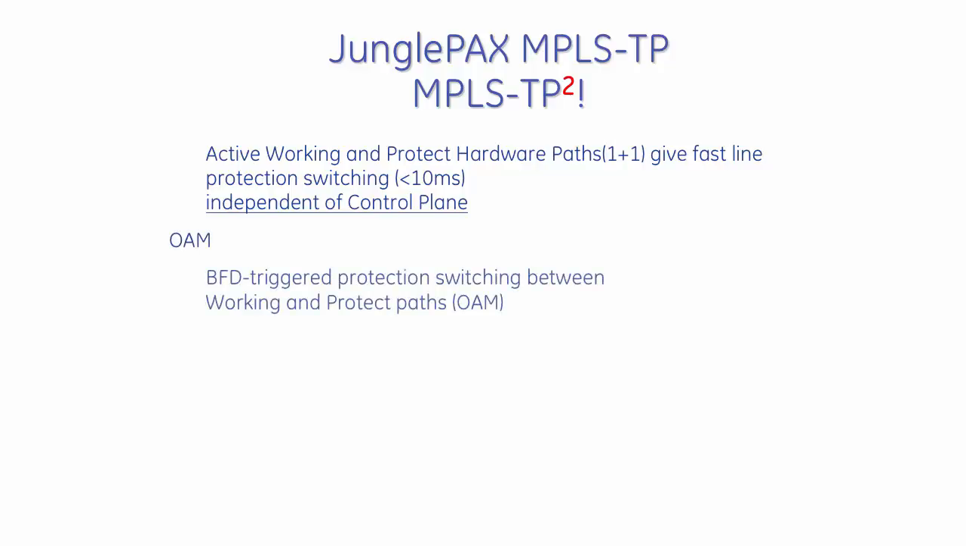Part of the OAM that is supported under GE's MPLS-TP squared offering is BFD triggered protection switching. So this means not only link detection for loss of signal, but BFD, bidirectional fault detection, is used to protection switch between working and protect paths. On GE's JunglePAX, it supports 256 BFD sessions in hardware today.